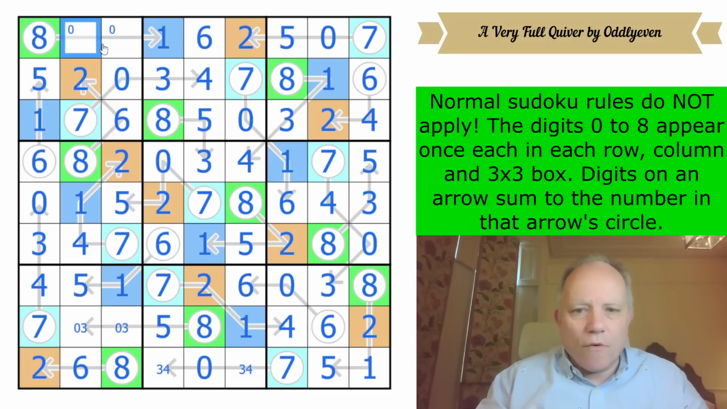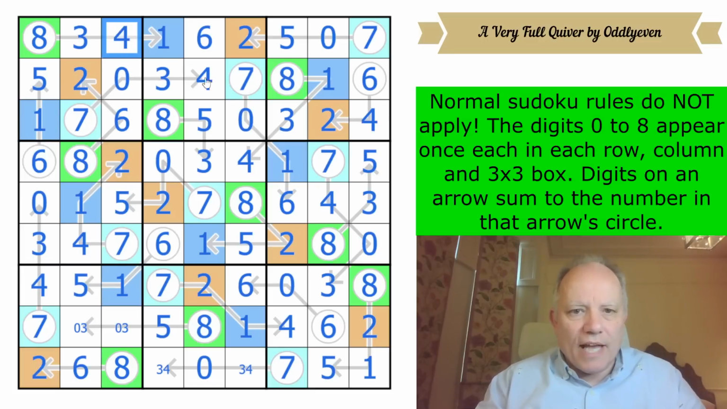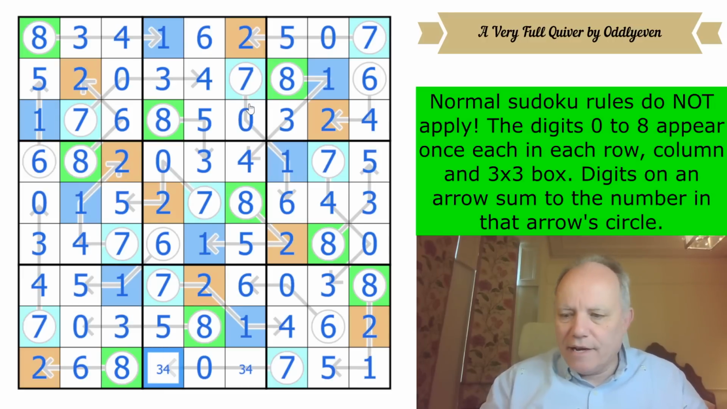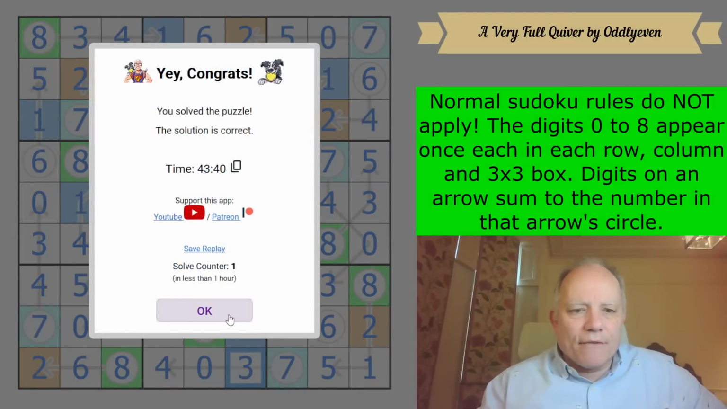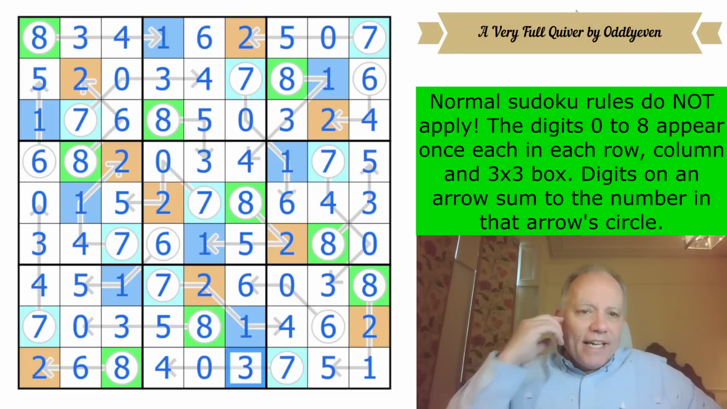This is a 3-4 pair at the top. That works for the 8 arrow. And now we finish off 0, 3, and 4 and 3 down here. What a lovely puzzle. That's something else, isn't it? The solution is correct. That's what I like to see.